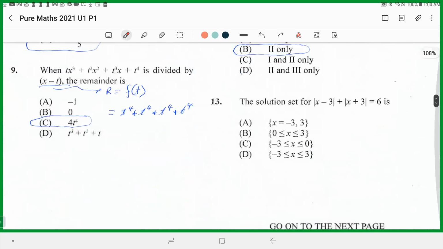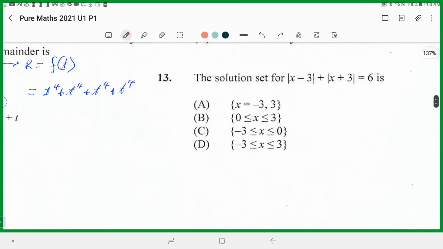Next one. The solution set for this is what? I see 2 modulus over here, equals 6. Use the process of elimination for this, but the answers are on the paper. So for this first answer, I say x equals negative 3 and x equals 3. Both of them will work.